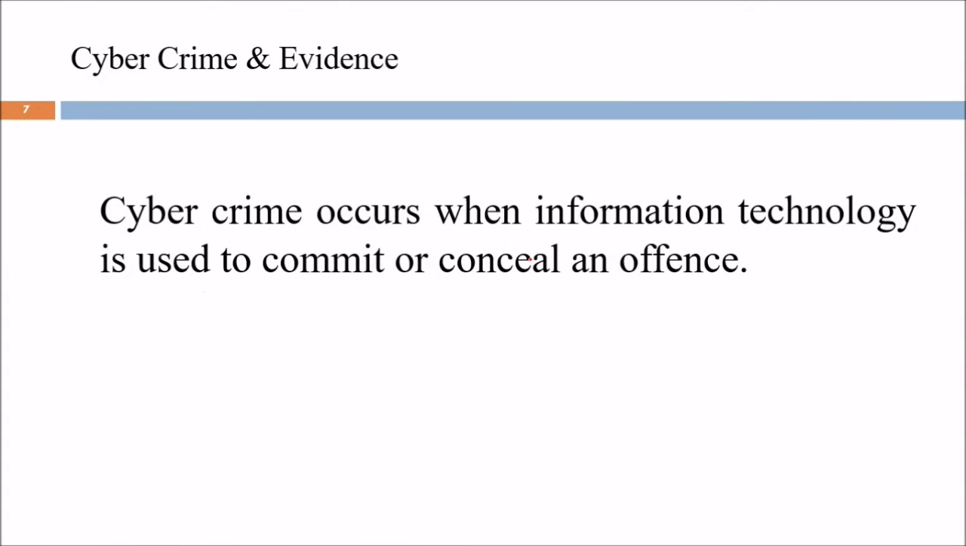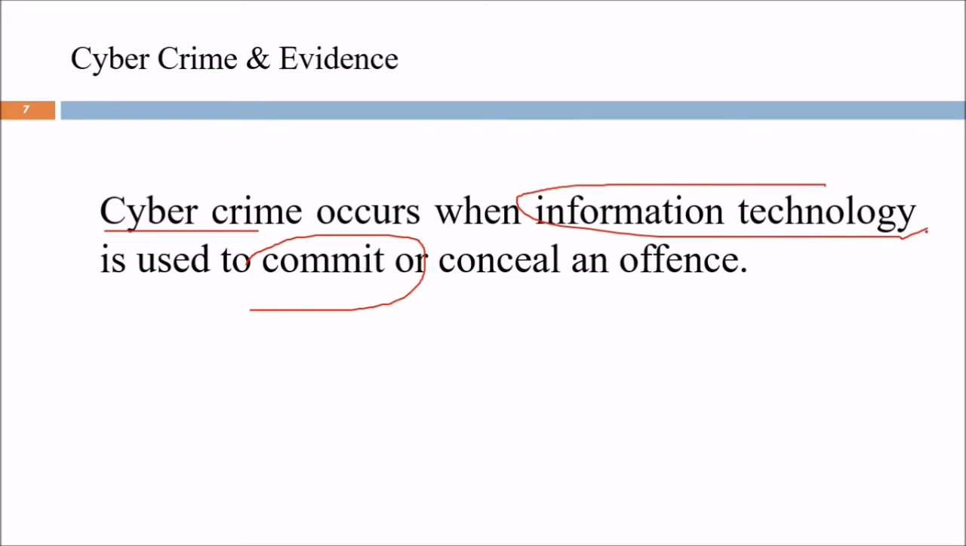Cybercrime occurs when information technology is used to commit or conceal an offense. Now, this is a cybercrime. You might know what a crime is in normal society or life. You might have heard about it a lot. But what are cybercrimes? These cybercrimes occur when information technology, the way I'm saying computer science also, is used to commit or conceal an offense.